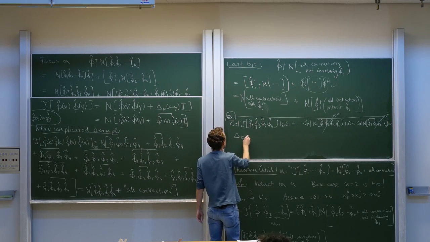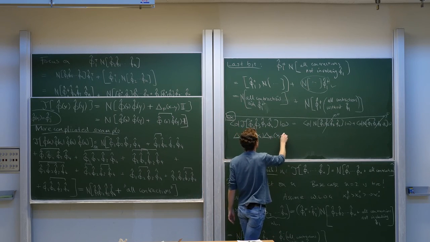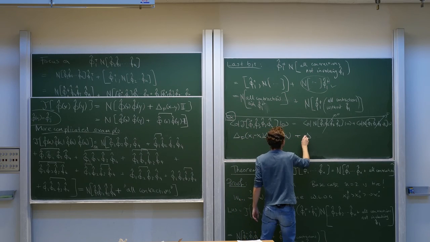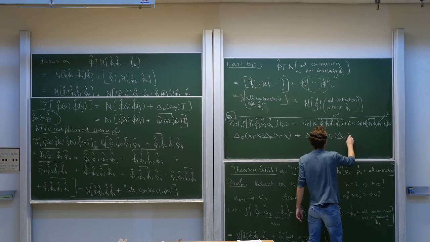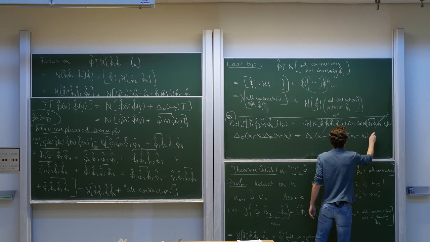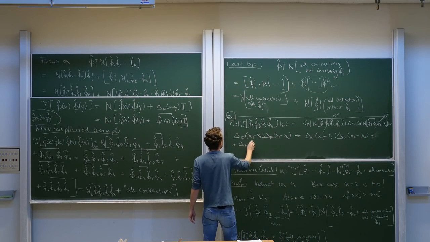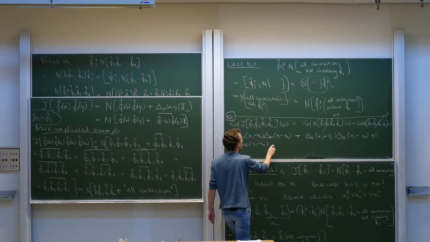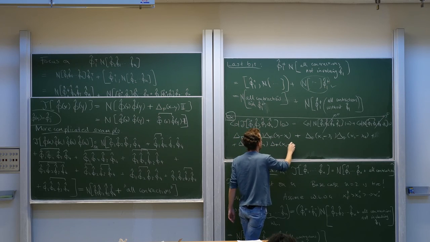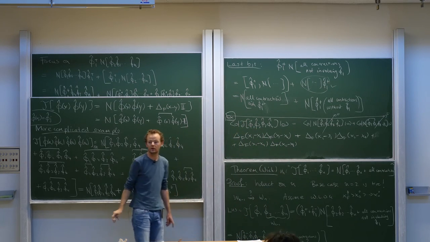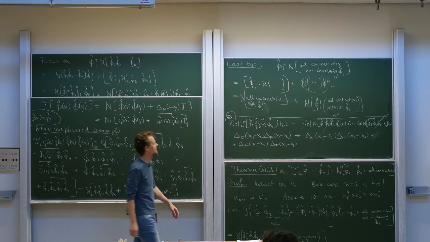And those 3 terms are delta F(x1 minus x2) delta F(x3 minus x4), plus delta F(x1 minus x3) delta F(x2 minus x4), plus delta F(x1 minus x4) delta F(x2 minus x3). These are the 3 terms that are left over from deploying Wick's theorem on this sum of 9 terms here.